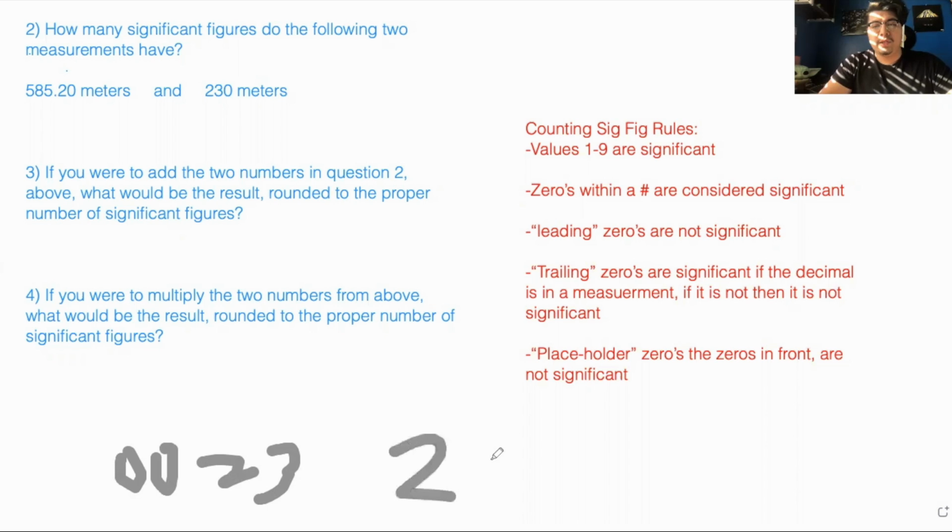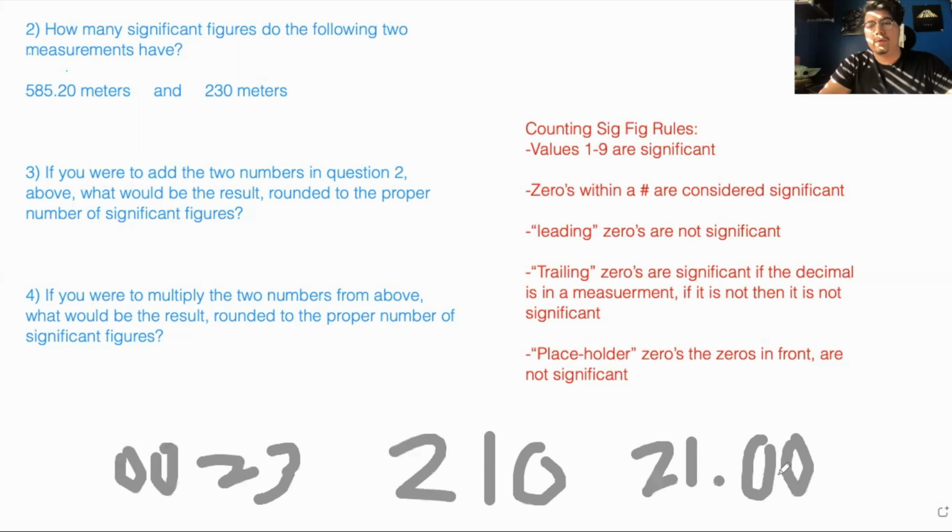So for example, in the number 210, this 0 is not significant. But if the number were to be 21.00, then that would be significant. Placeholder zeros are the zeros in front that are not significant. That's going to be right here as well as the leading zero. But if there were a decimal right there, these zeros would then become significant.